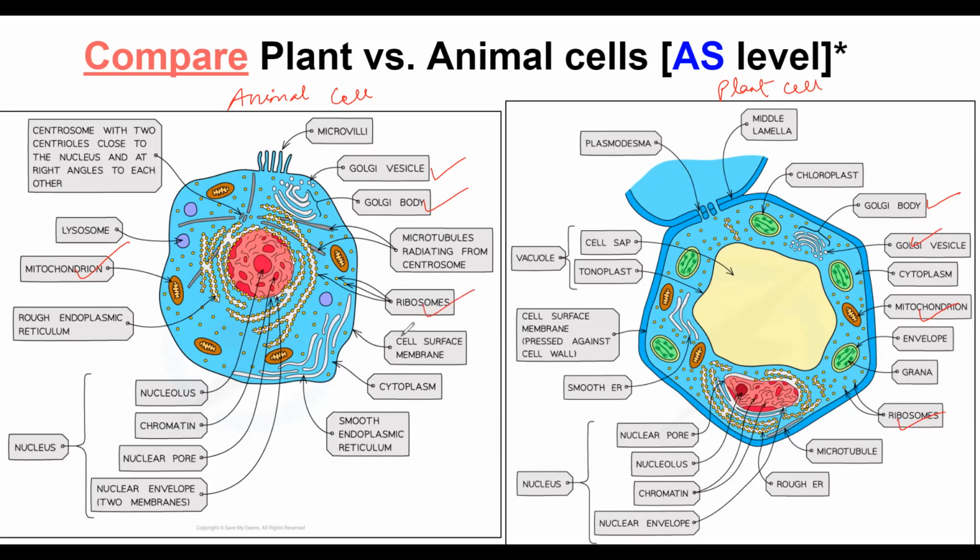Both the plant and the animal cells have a cell surface membrane present. Cytoplasm is found in both cases. Smooth endoplasmic reticulum is found in both plant and animal cells. Then we have the rough endoplasmic reticulum.